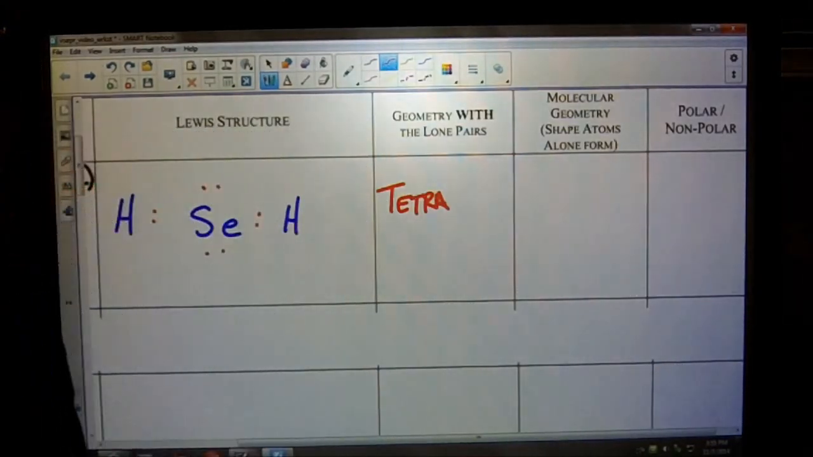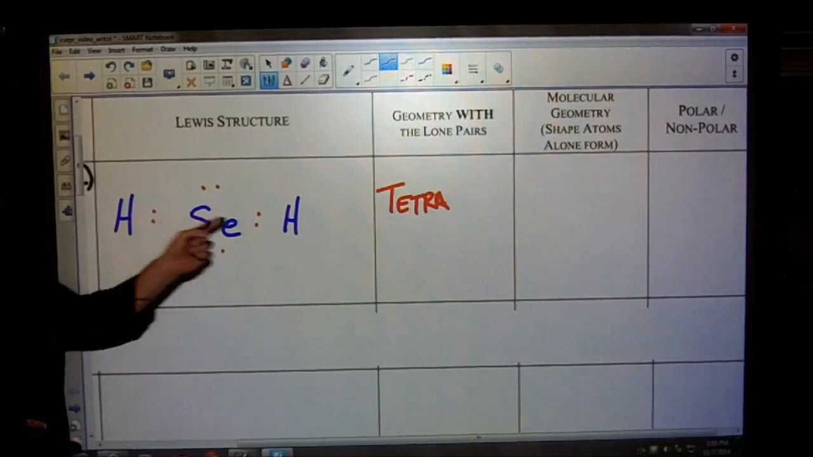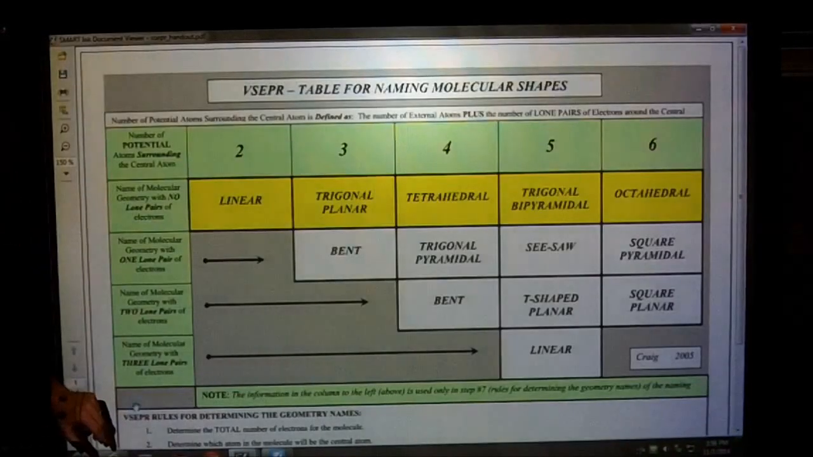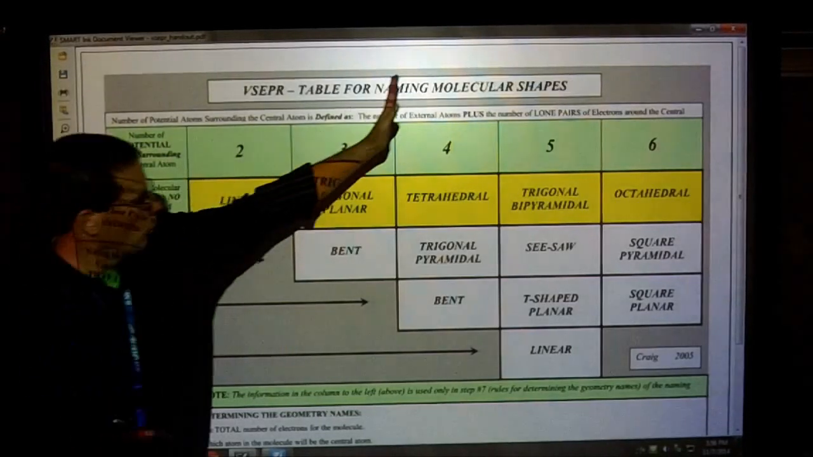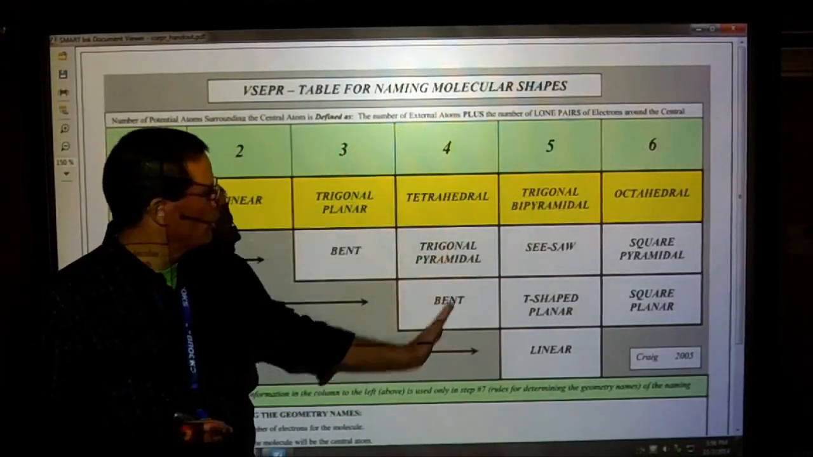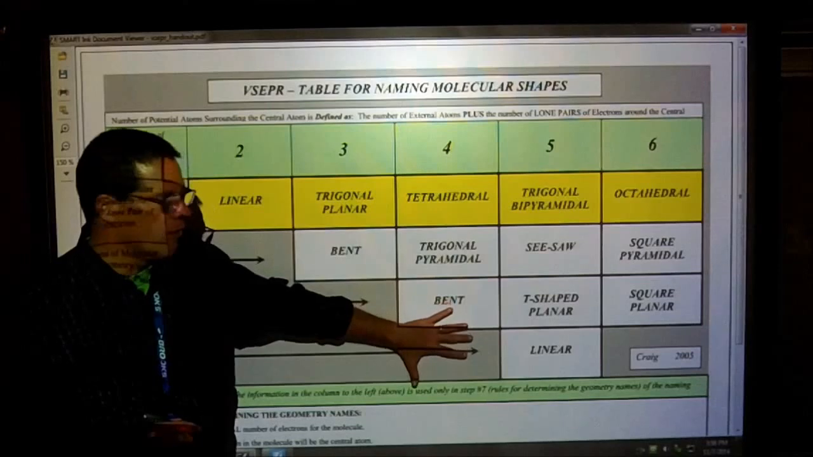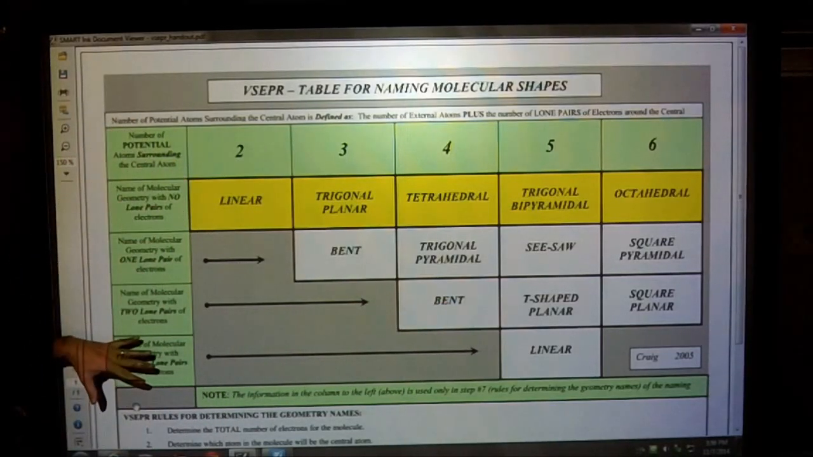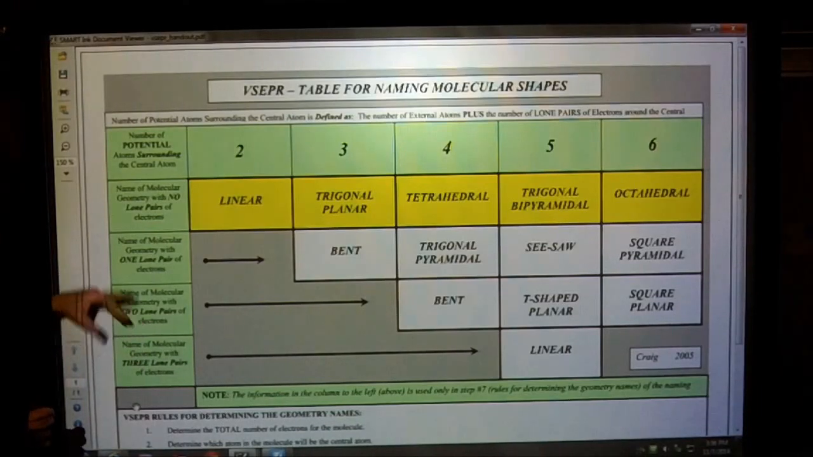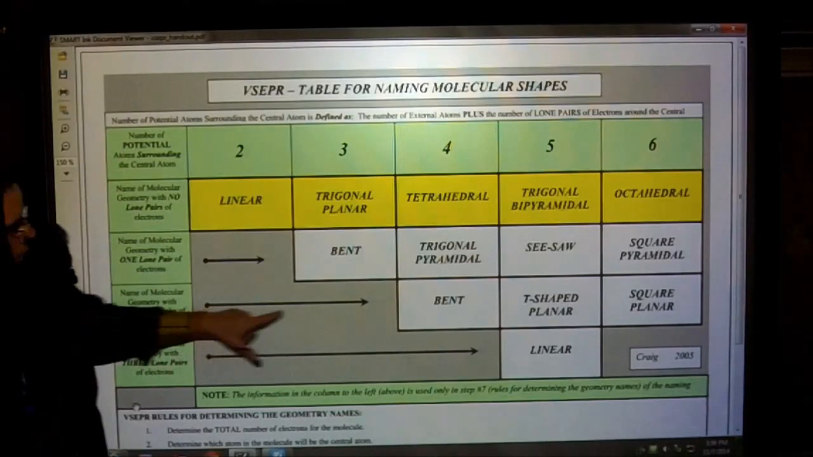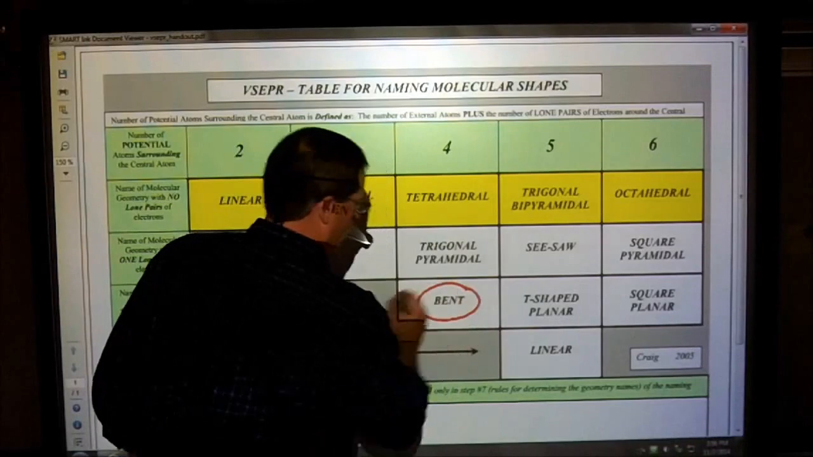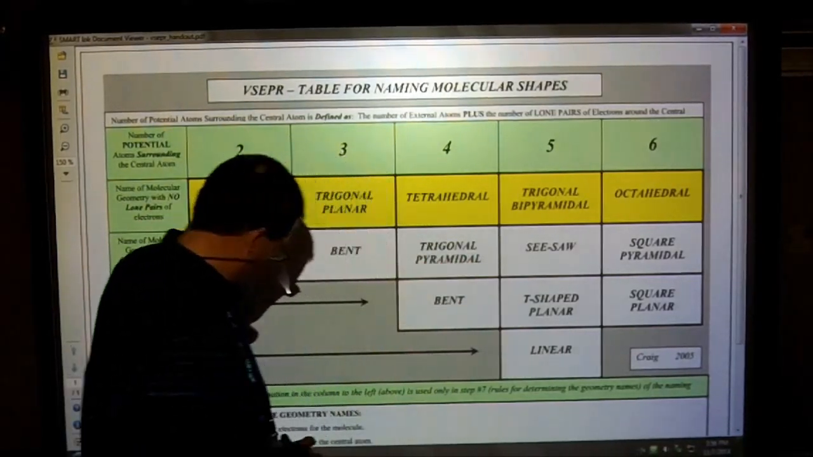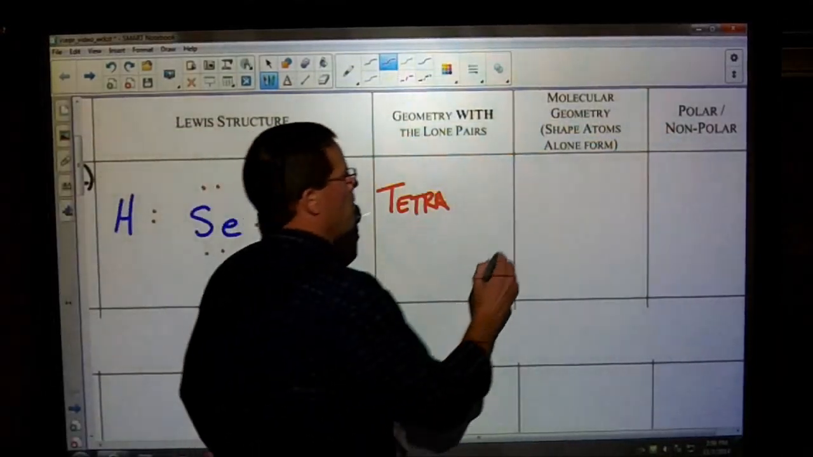And then the shape that the atoms alone form will actually be a bent shape. How did I get that? Well, once you determine what your potential is in column 4, we stay in column 4, but we use this information over here to help us determine what the shape of the molecule is. So if I have 2 lone pairs, come on over, and the name is bent. Let's write that down first, so we have a bent shape.